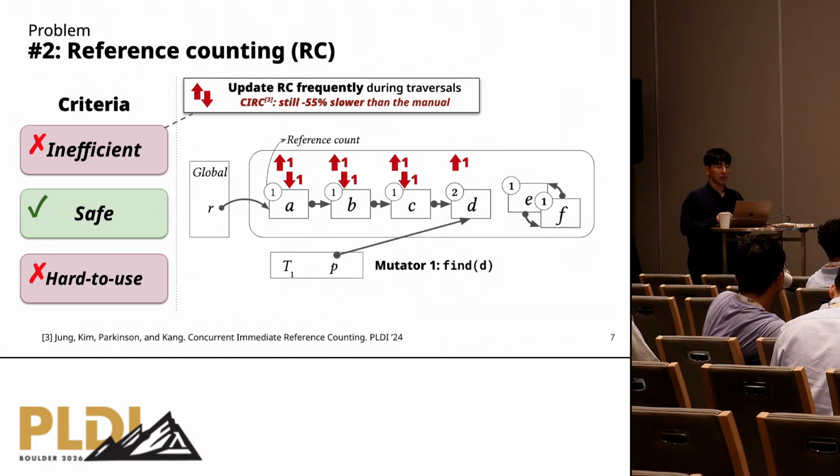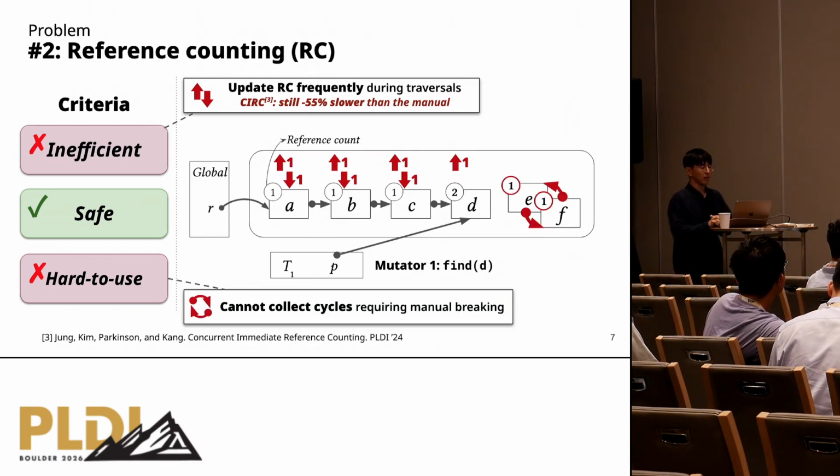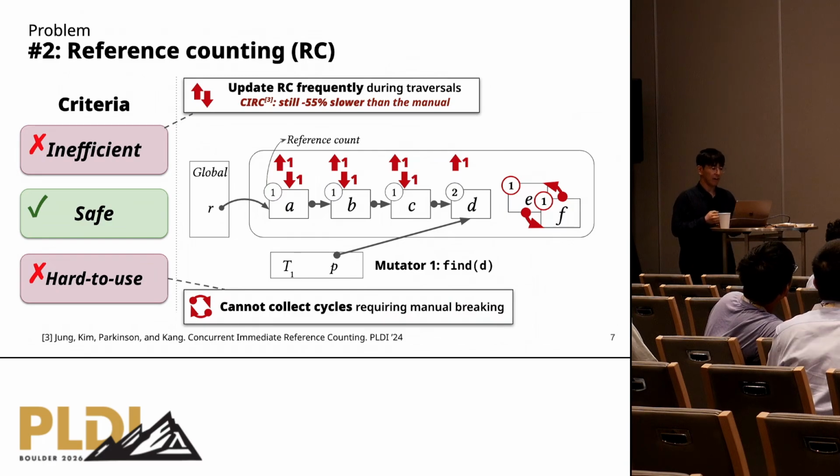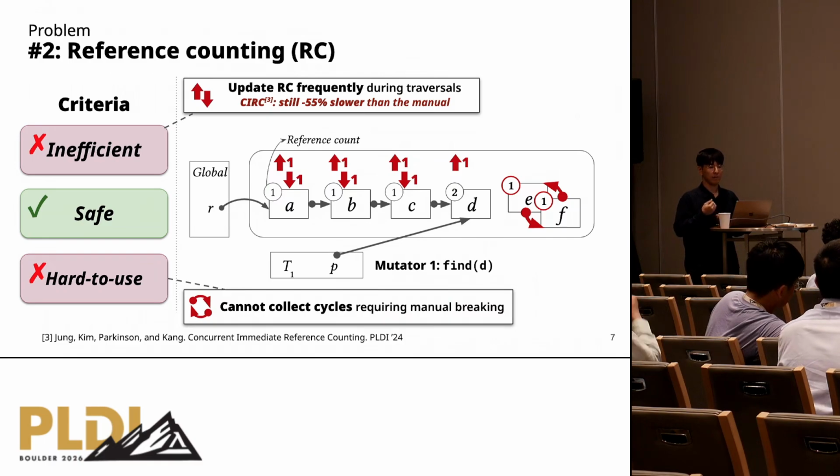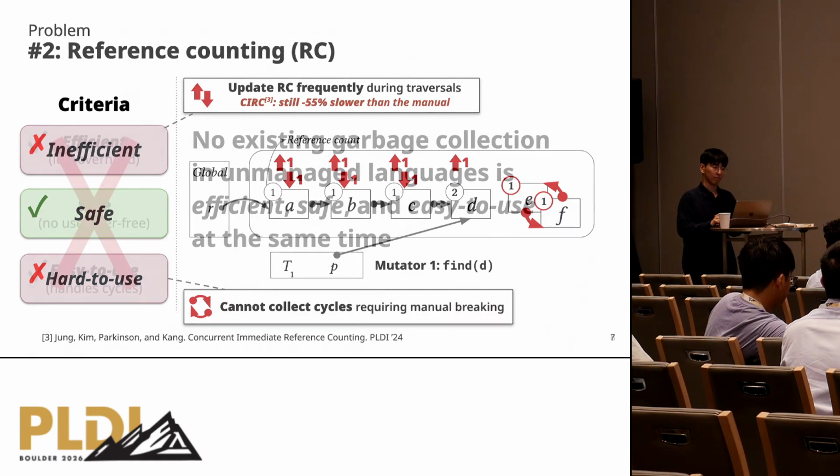It is safe though, because an object is freed exactly when its count hits 0. But it is hard to use, because a reference cycle like E and F pointing to each other keeps the count positive forever. So the programmer has to break such cycles by hand.